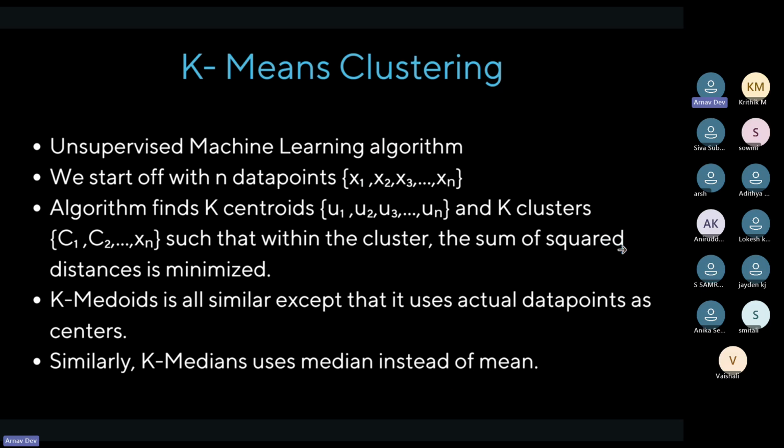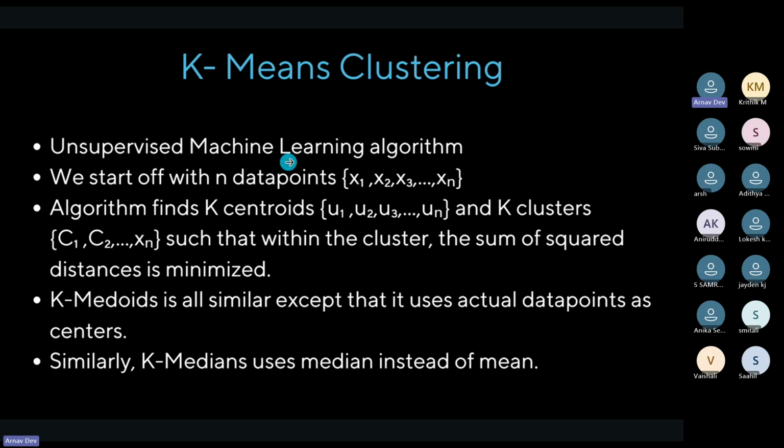A part of partitional clustering is k-means clustering. In this, we start off with data points, say x1, x2 till xn. They're n data points, and the goal of the algorithm is to find k centroids and k clusters, which group them into k different clusters. They have k centroids u1, u2 till uk, and the clusters are c1, c2 till ck, such that within one cluster the sum of squared distances is minimized. Every point belongs to a particular cluster in such a way that the center of that particular cluster is closest to it. So this is the basic structure of what k-means clustering is.